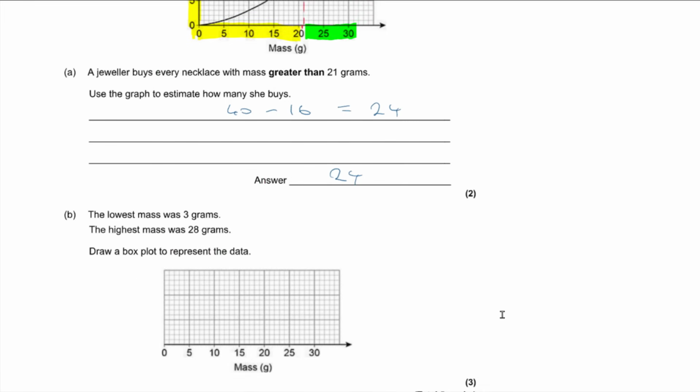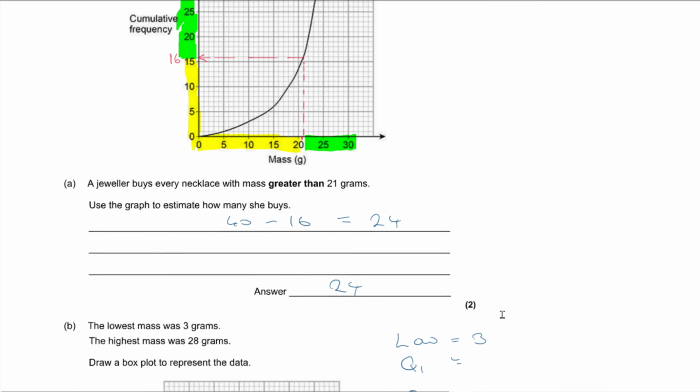Now part B says the lowest mass was 3 grams, the highest mass was 28 grams. Draw a box plot to represent the data. Okay, now for a box plot we need 5 values. We need the lowest value, which we've got, which is 3. We need Q1, we need Q2, we need Q3, and we need the highest value, which we know is 28. Now, we don't currently know Q1, Q2, and Q3, but we can easily read those off our graph.